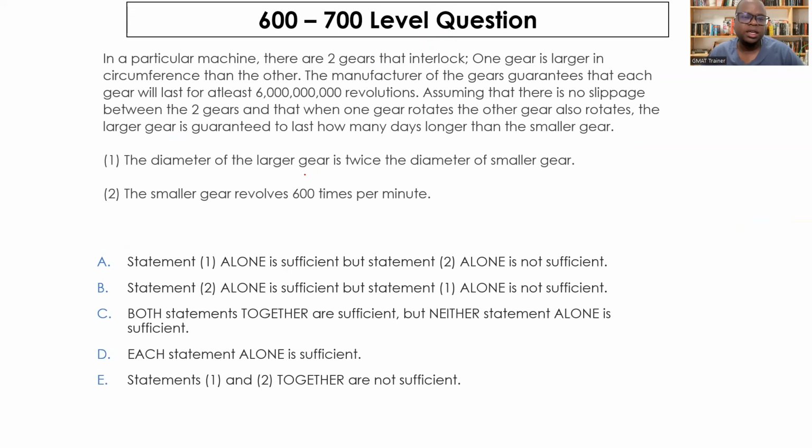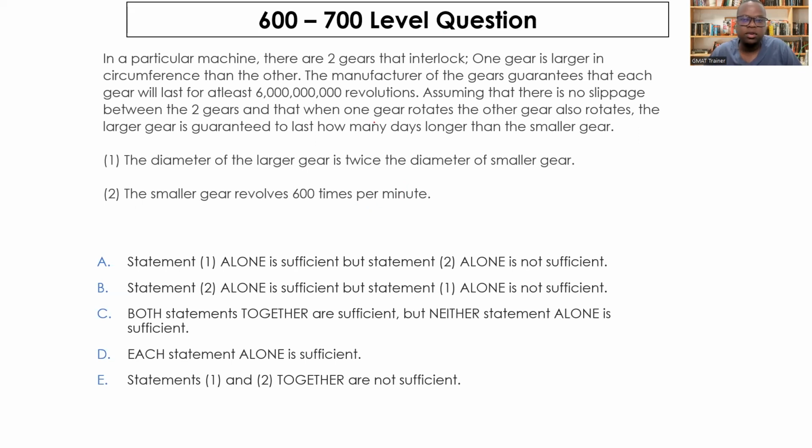This one now could be more or less like the higher 600s difficulty. And let's see how to approach it. You can pause the video, attempt this, and then you see. In a particular machine, there are two gears that interlock. One gear is larger in circumference than the other. The manufacturer of the gears guarantees that each gear will last at least 6 billion revolutions.